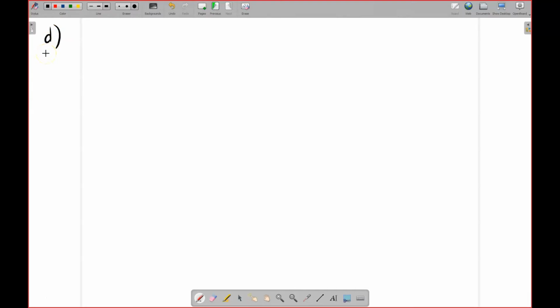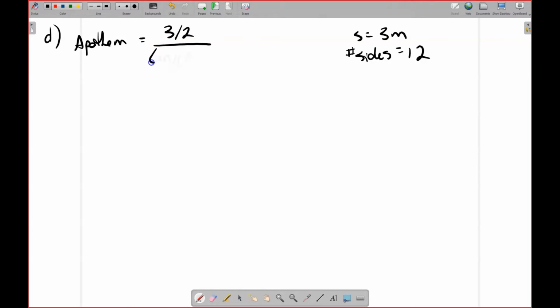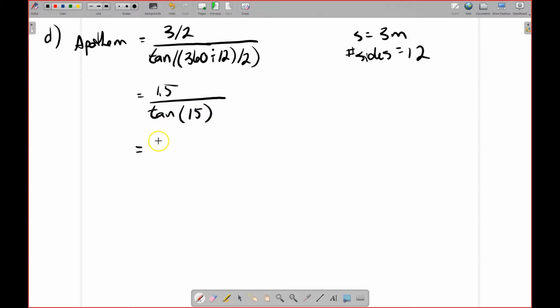Okay, moving on to D. This time we've got a side length S equal to 3 meters, and the number of sides is equal to 12. So we take side length divided by 2, divided by tangent of 360 divided by the number of sides, which is 12, and that's divided by 2. So we've got 3 over 2, which is 1.5. And that's going to be divided by the tangent. 360 divided by 12 divided by 2 is 15. Putting that through your calculator and you end up with 5.6. And that is, I should have made note, that is meters.